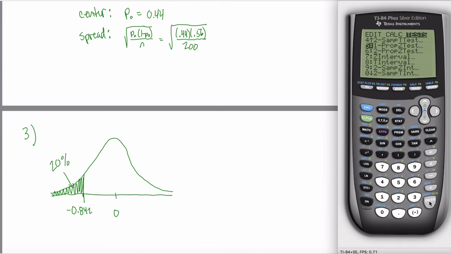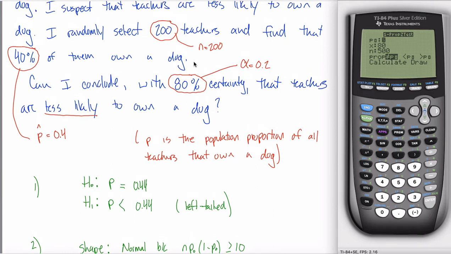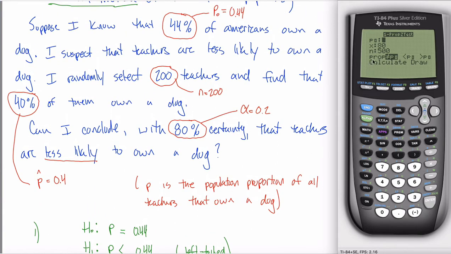If I select one prop z test, you'll see what it asks me for is almost what was given to me in the problem. If you go back to this problem, it's going to ask me for p naught. Oh, cool, I have that labeled, 0.44. And then it's asking me for x and n. I know n, right? That was the 200, but I don't know x. Like, x must be this 40%. That's the only other number given to me.